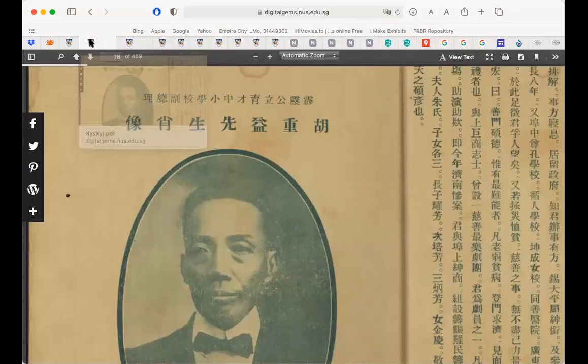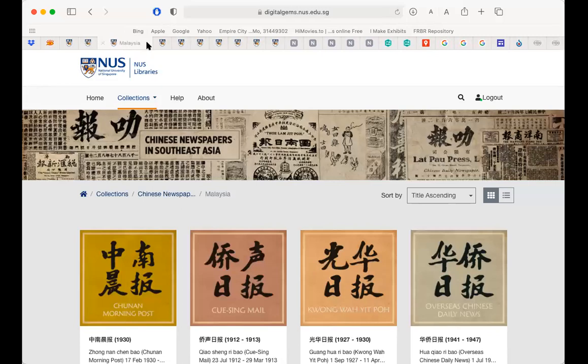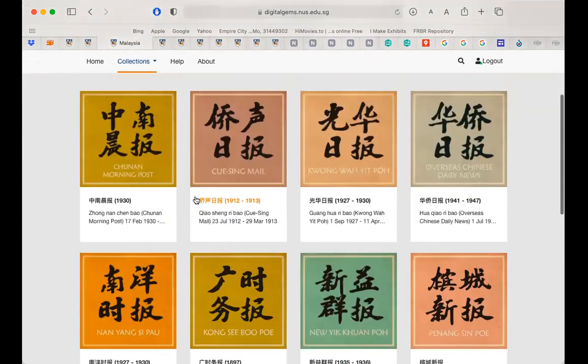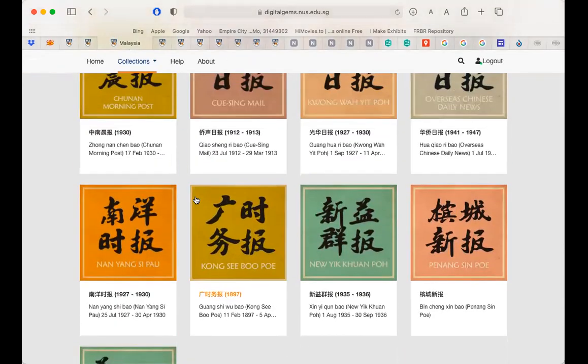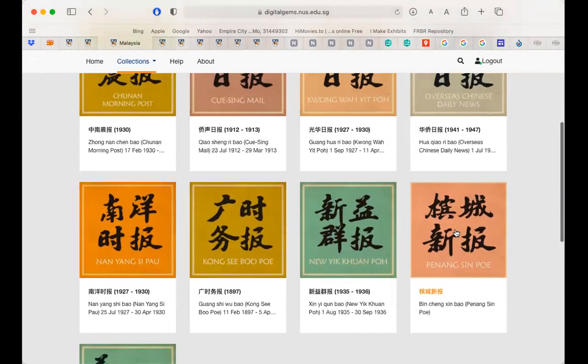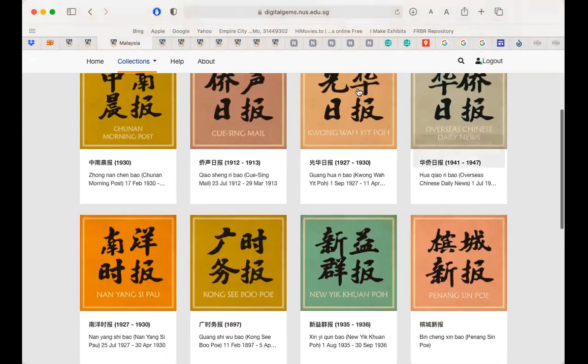But what I wanted to point out to you is the Chinese newspapers. Go look at the Chinese newspapers, and it's separated into Malaysia and Singapore. Look at the Malaysia section, and you get a few newspapers. It's not as comprehensive as the Singapore collection, but in the Malaysian newspapers, what you have are principally newspapers from, I think, KL and Penang.